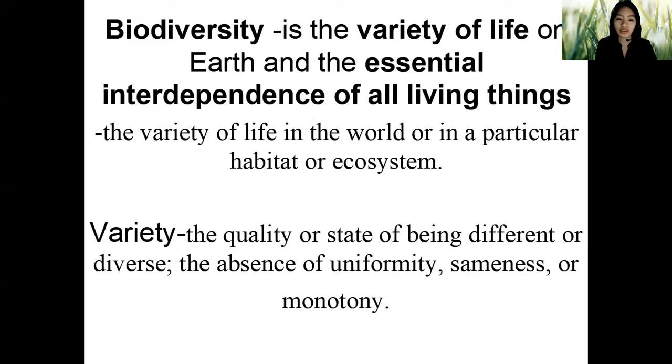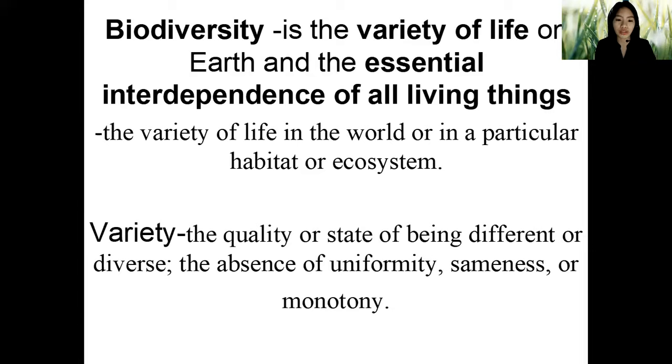So every living organism is different from the other organisms, right? And the essential interdependence of all living things. So all of these living things are interdependent on each other. Another definition: the variety of life in the world or in a particular habitat or ecosystem. So basically, when we say biodiversity, it is the different life forms here in the world. When we say variety, it is the quality or state of being different or diverse. So variety is being different.